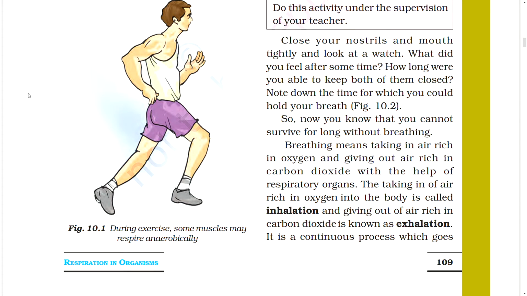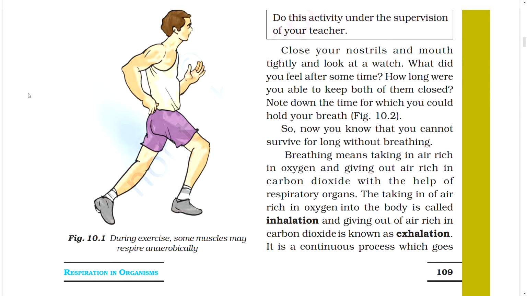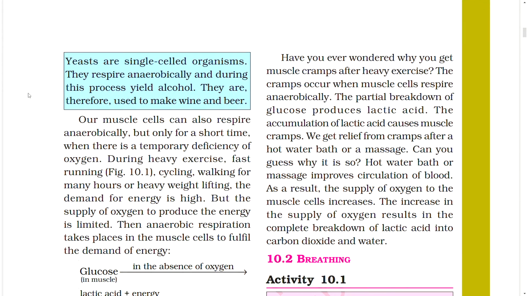Figure: during exercise, some muscles may respire anaerobically. Have you ever wondered why you get muscle cramp after heavy exercise? The cramps occur when muscle cells respire anaerobically. The partial breakdown of glucose produces lactic acid. The accumulation of lactic acid causes muscle cramp.